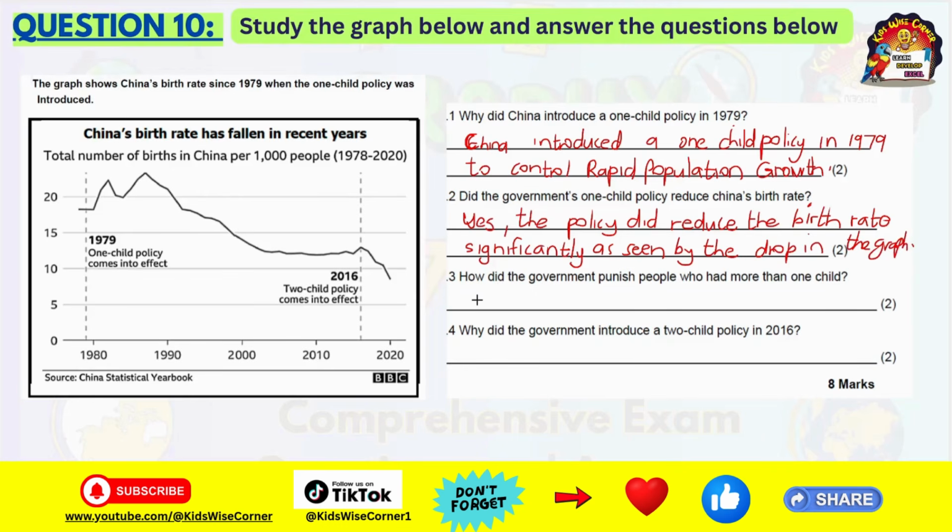How did the government punish people who had more than one child? They were punished with fines. Some of them had job losses. Some of them were given no government benefits. Why did the government introduce a two-child policy in 2016? It was because the population was aging and there were fewer young workers.